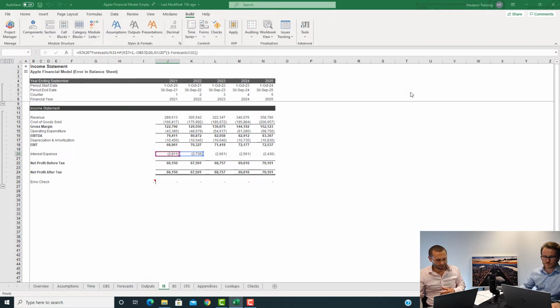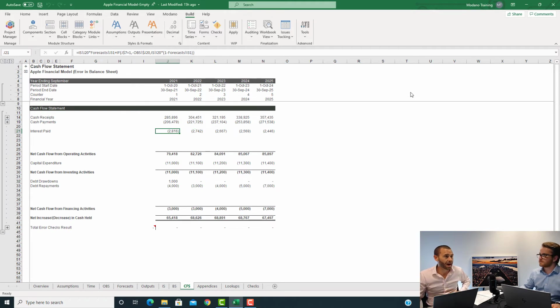Okay. So now we just need to include that in our operating cash and net cash flows from operating activities. Now just add plus 21 to that. Now note that interest expense is an operating cash flow. This is a really important point.